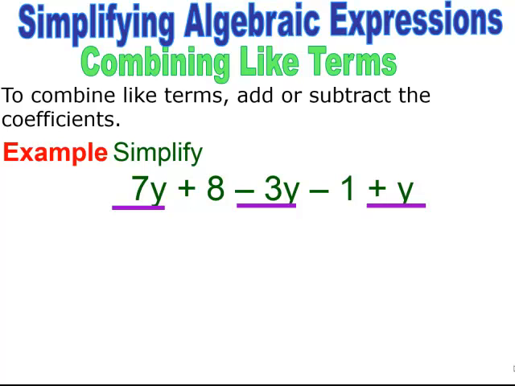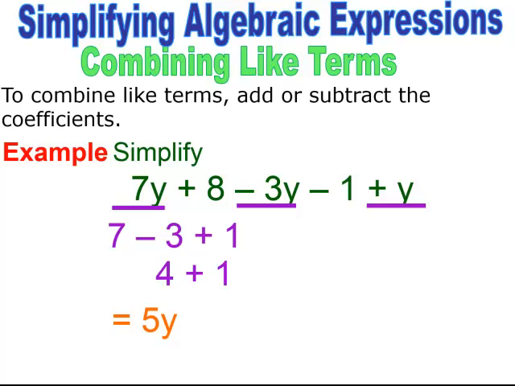So in this case, I have a 7y, I have a minus 3y, and I have a plus y. Now, really what I have here, and I'm doing this really in my mind, but I want you to see I'm taking 7, which is the coefficient, minus 3, which is the coefficient, and for that y, it really has a coefficient of 1, and it's positive 1. And now I'm going to do the arithmetic. 7 minus 3 is 4, and then 4 plus 1 is 5. And then I'm going to take it and I'm going to attach it to the y.